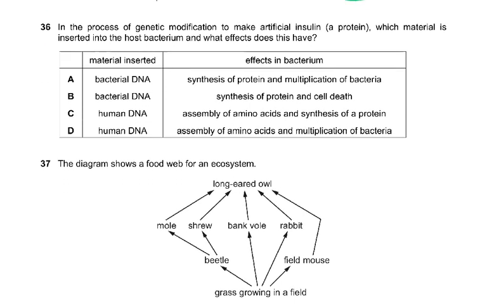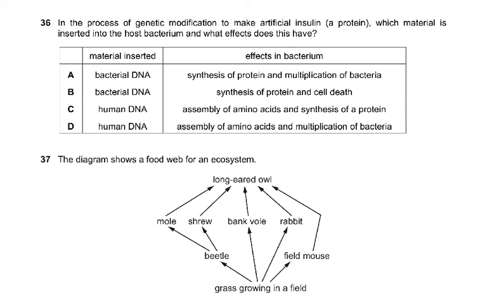Then question number 36. In the process of genetic modification to make artificial insulin, a protein, which material is inserted into the host bacterium and what effect does this have? Is the human DNA, and it affects the bacterial assembly of amino acids and synthesis of protein. So that is why the answer to this was C.